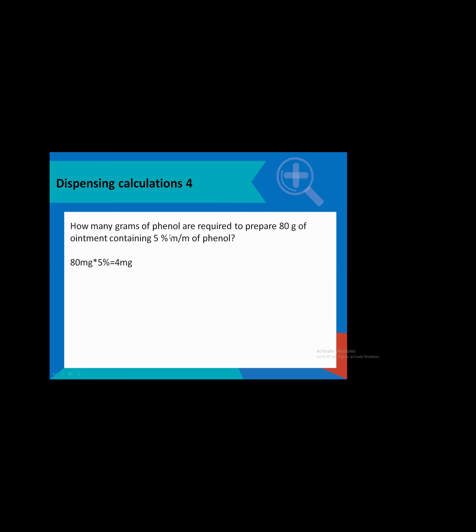It would be less than that, because it would be 4 gram in 84 gram. Then it's less than 5%. But for it to be 5%, it must be 4 gram phenol in 76 gram base, ointment base.